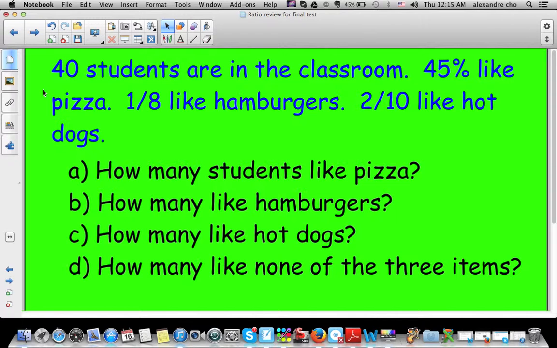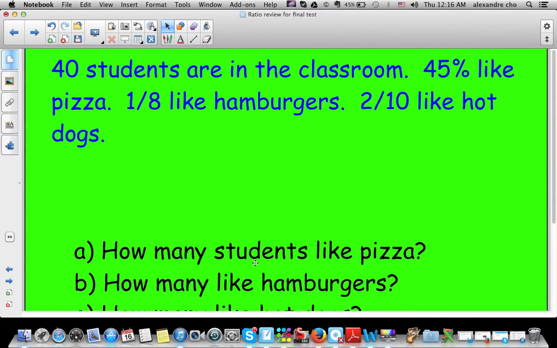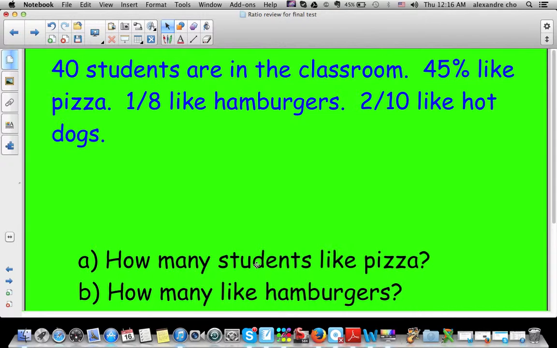Okay, so press pause, get to work, see how you do, and then press play again, and we'll go over the questions. Okay. All right, so let me just lower this a little bit, and I'm going to do one by one over here. So we have our first question, and let me pick a color. Let's try purple today. And how many students like pizza?